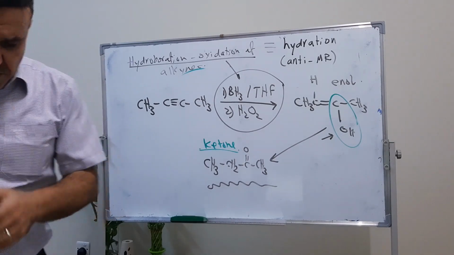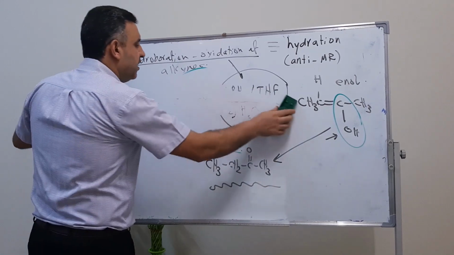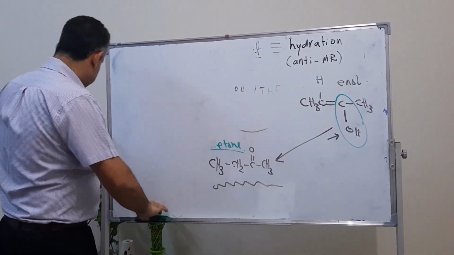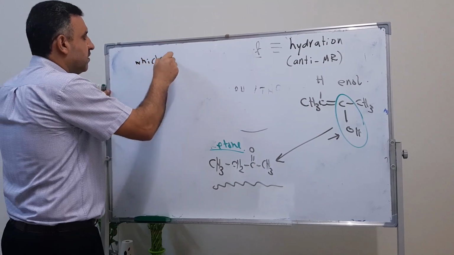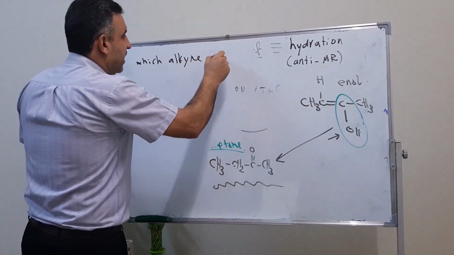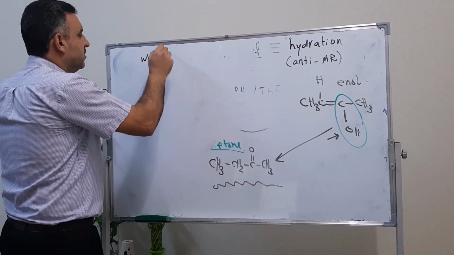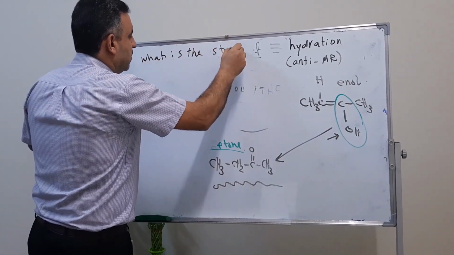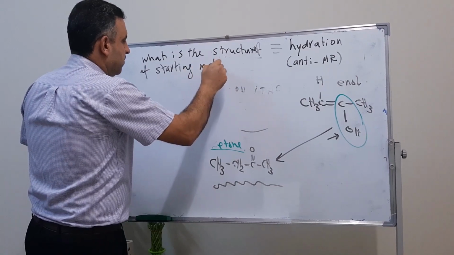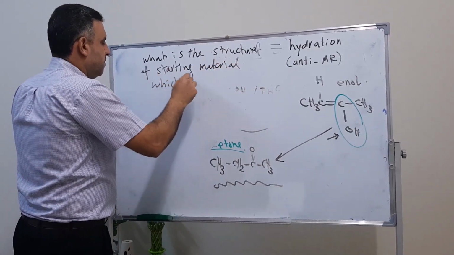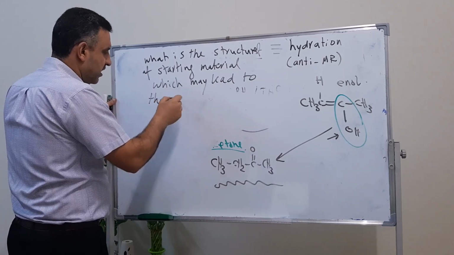Yes. All right. So now, if I asked you from which alkyne you can prepare this compound, we just write the reaction. Which alkyne can you use, or show how you could synthesize it? What is the structure of the starting material which may lead to the desired product?